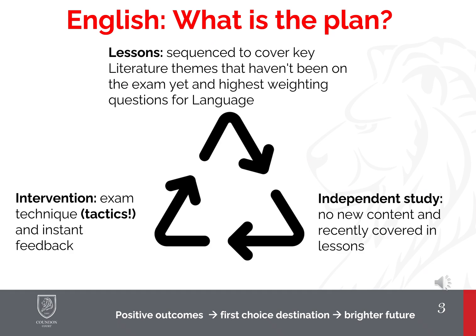So in your lessons at the minute, you have been covering key literature themes or characters that haven't come up on the exam yet or haven't come up on the exam for a long time. And with English language, you've been covering the questions that carry the most weighting in terms of the number of marks. For example, your question 5 on language being worth 40 marks, which is 50% of the GCSE. So that's what you've been doing in your English lessons in order to build up towards the exam and increasing that level of independence. And then that feeds into the independent study that you should have been doing outside of the classroom. So that's basically your homework and your revision.